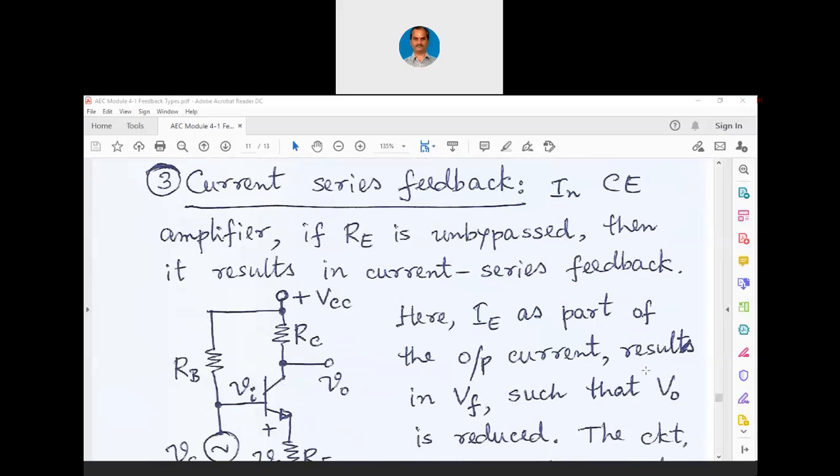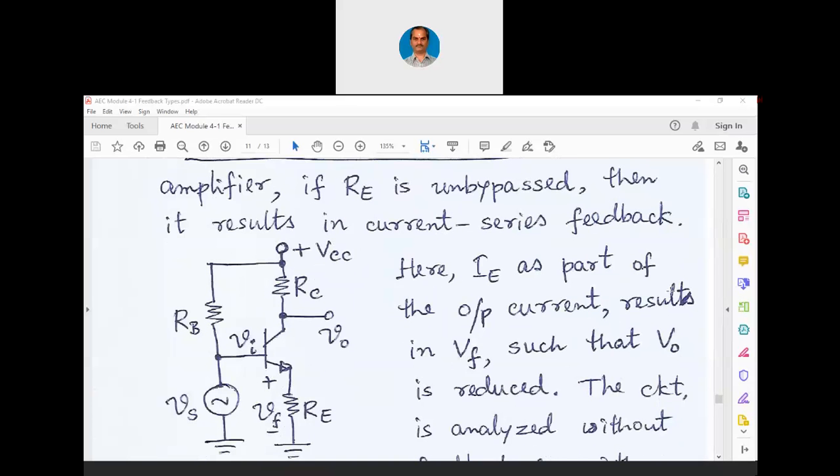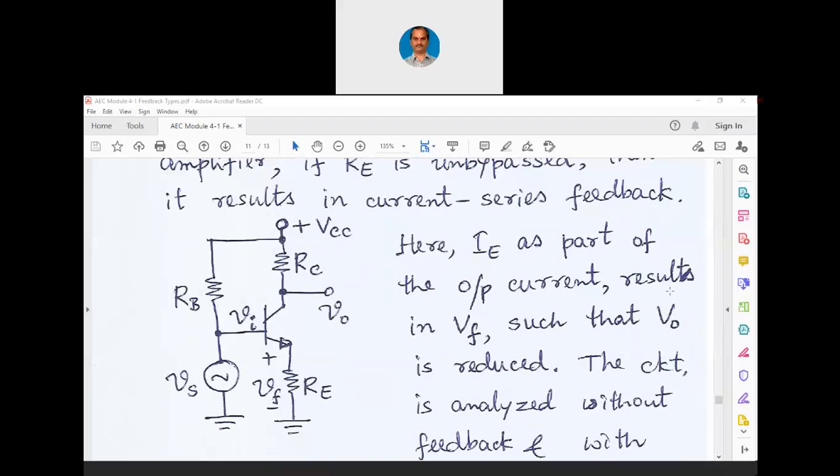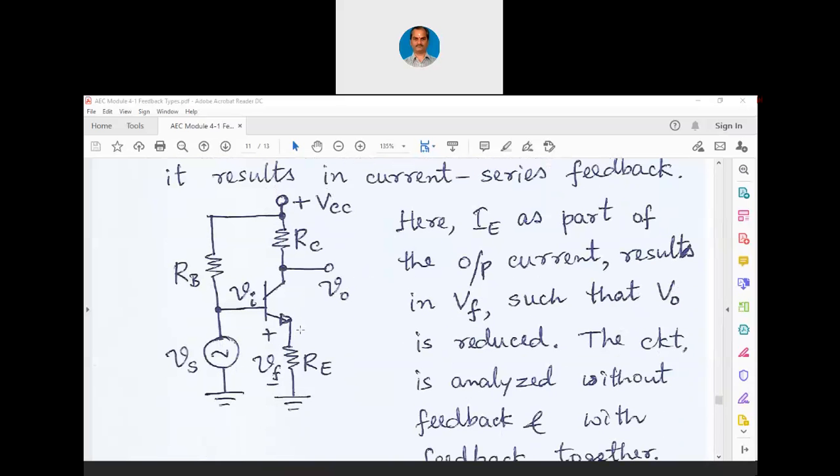Now we are coming to the last example, that is the current series feedback. In a common emitter amplifier, if the emitter resistance is unbypassed, then it results in a current series feedback. Now this is a common emitter amplifier, and in this common emitter amplifier, you will see that the bypass capacitance is not there. Across Re, there is no bypass capacitance. Now when there is no bypass capacitance, this is becoming like a current series feedback. How?